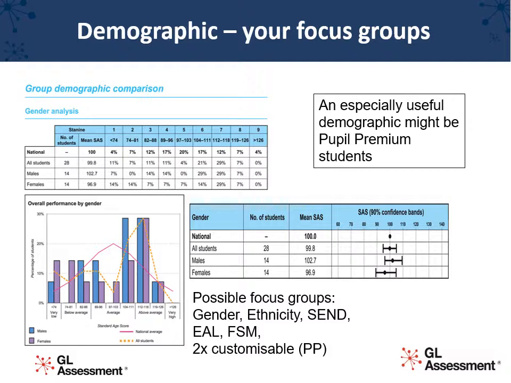You also have the opportunity to create 2 of your own school-specific groups using the customisable columns in the student data upload. Pupil Premium might be an idea. Be aware, with focus groups with small numbers, the comparisons can be more a reflection of the individuals in that group rather than a trend.